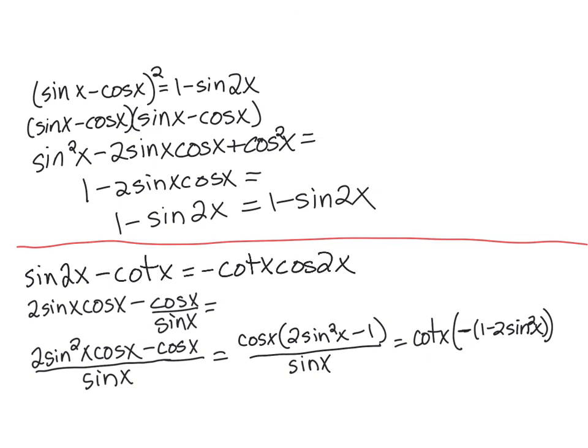And now I'm going to take this minus sign, put it out front, and I'm going to rewrite this as the cosine of the double. And I get negative on the front, cotangent of x. 1 minus 2 sine squared is cosine of the double angle. And I'm done.